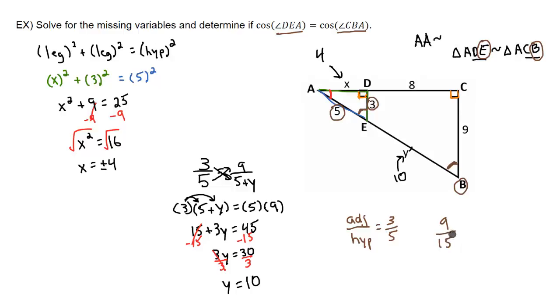And you could reduce this. 9 and 15 can both be divided by 3. So if you take 9 and divide it by 3, you're left with 3. If you take 15 divided by 3, you're left with 5. So as you can see, our trig ratios are the same. And we expected this too, because we have already said that these two angles were going to be the same. So of course the trig ratios would be the same as well.